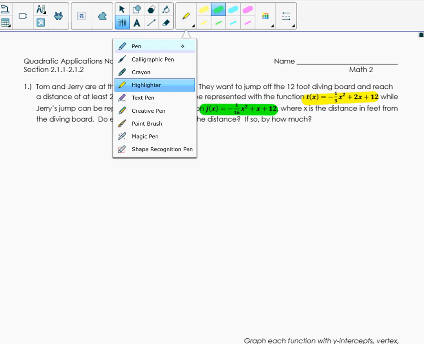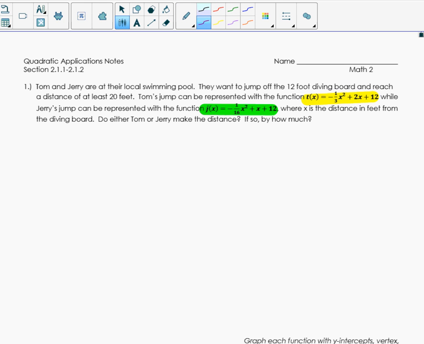And then it also tells me, remember we talked about you always want to be able to make sense of what is x and what is y. It's just going to help you contextually understand the problem. So x is the distance in feet from the diving board. Okay, now if you notice, they don't give you a y. So you need to go back and kind of think about, okay, what could y be?